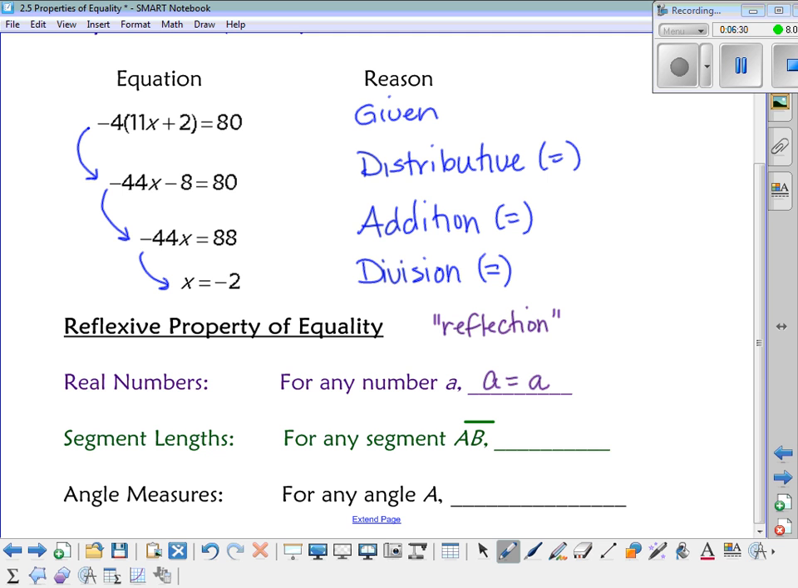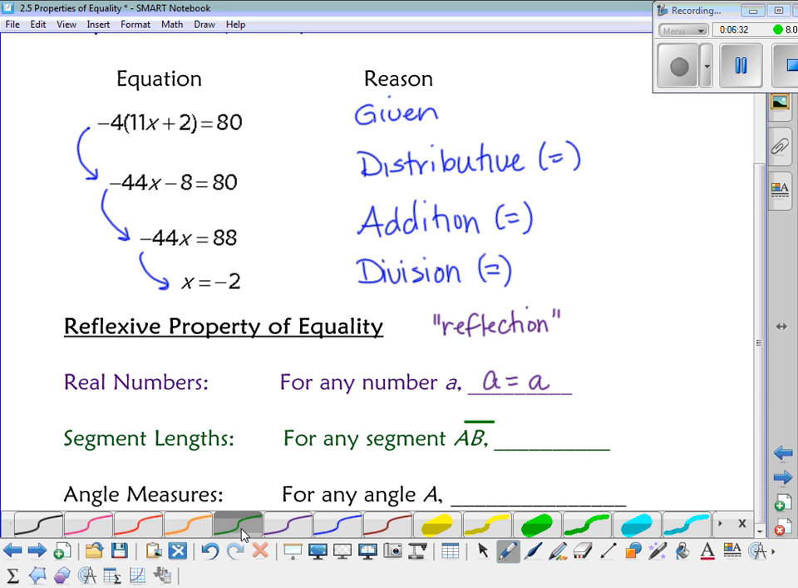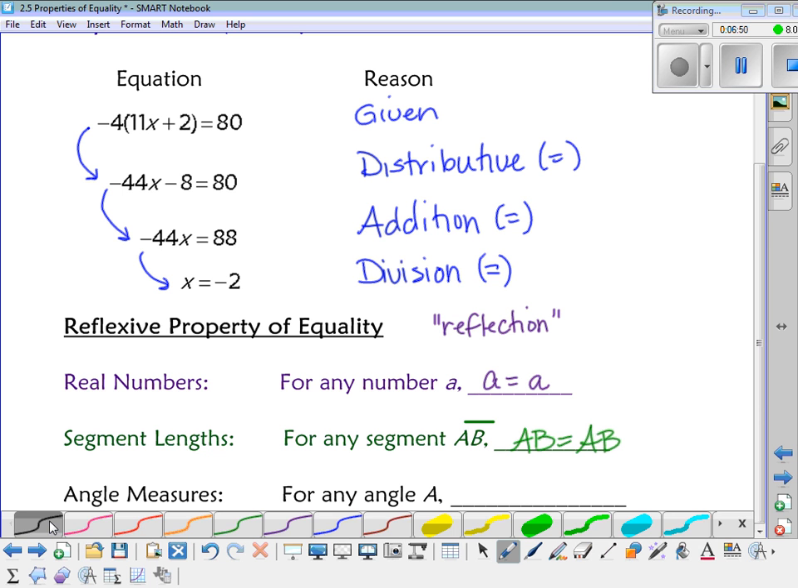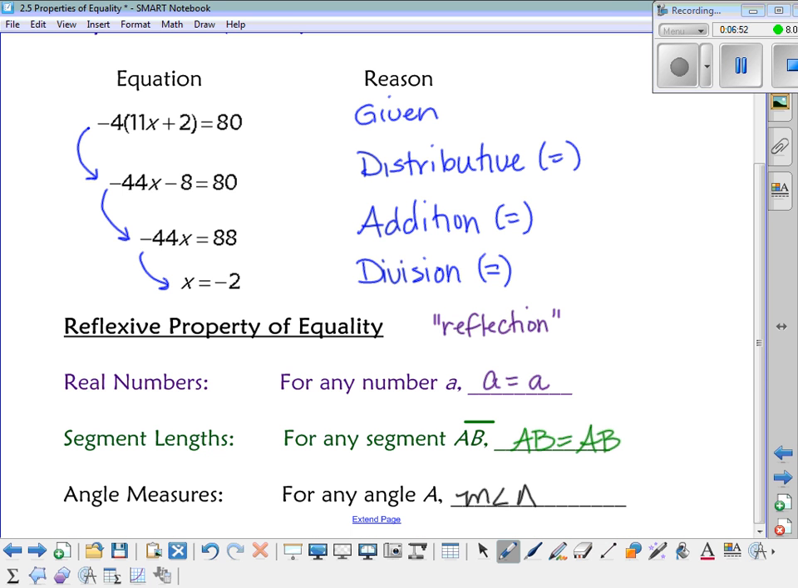All right, and so if we're talking about segments, then for any segment AB, I know the segment length AB would have to equal AB. And again, when we're talking about lengths, we don't put the line over the notation. AB means the length of segment AB. And then for angle measures, for any angle A, I know that the measure of angle A is going to equal the measure of angle A. And that's the reflexive property.